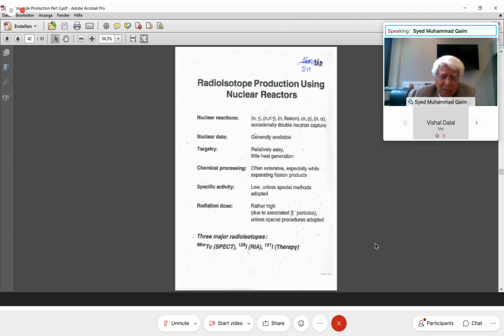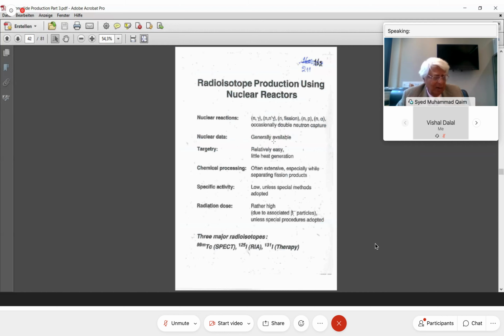What is the situation about nuclear data? They're generally available. The N-gamma and fission, N-p and N-alpha cross sections have been measured and worked out in the context of energy research by building the reactors. One needed all these data, so they have been available.